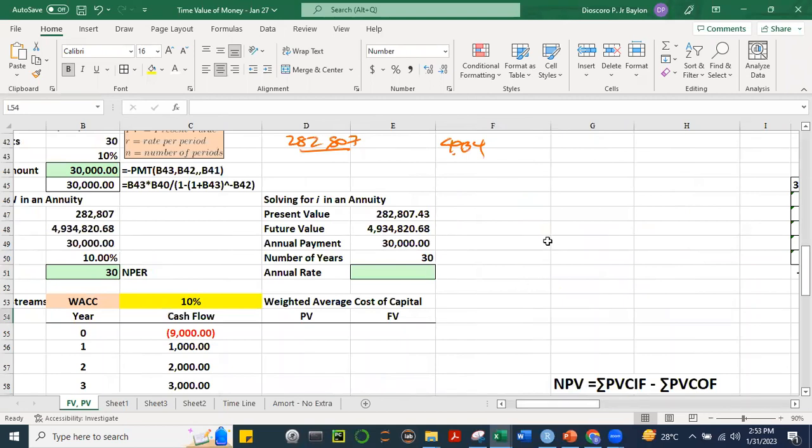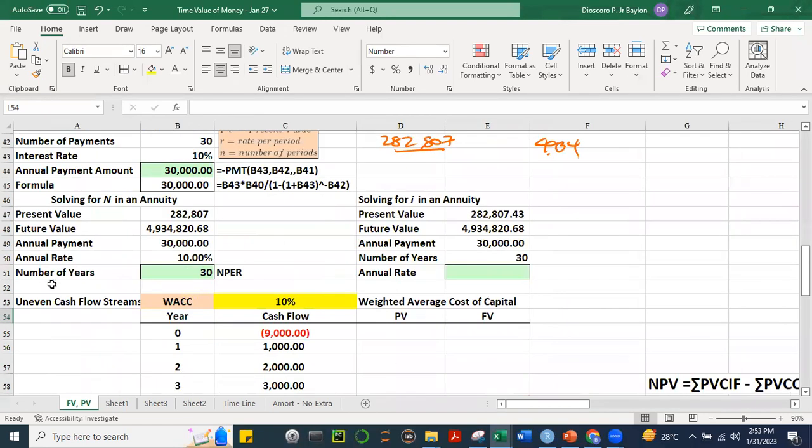Okay. So let's see, class, how do you compute for this? Now, it's important for us to understand the equivalent cash flows that we discussed last time. Because if we don't understand the equivalent cash flows, then we will not be able to get the correct answer. We will make mistakes.